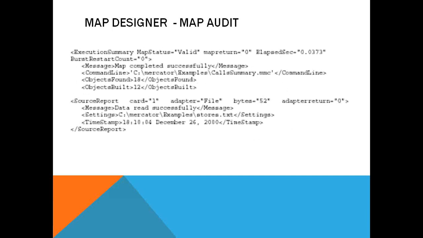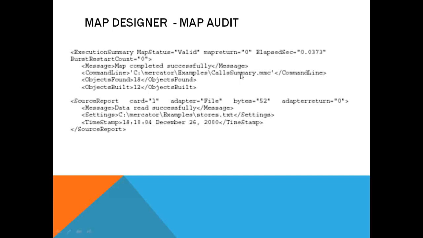Okay. See, it looks like an XML file. See here, execution summary, map status valid, map return 0. That means the message is map completed successfully for 0. Similarly, suppose if something like 18, it will show one or more valid. So for every message, there will be one map and elapsed time. How much time it took for execution. Restart count is only 0. There is no restart. And totally 18 objects have been found and 12 objects have been built.